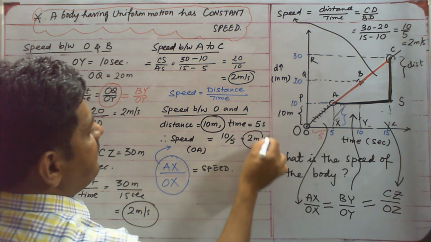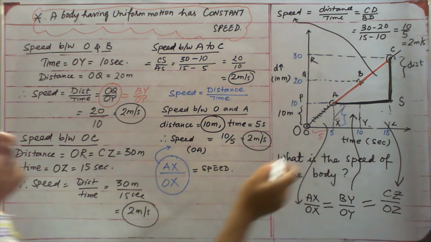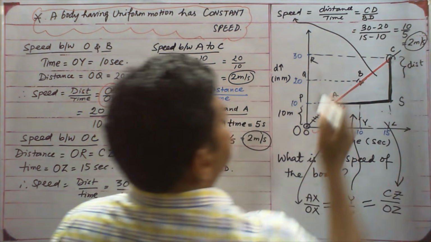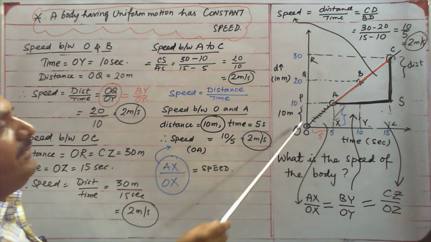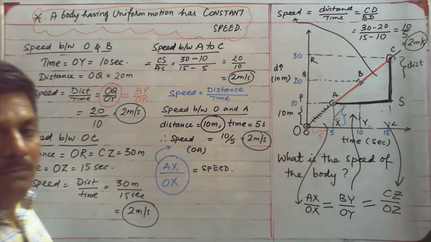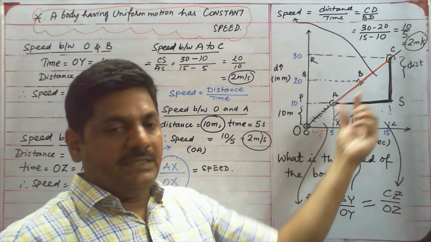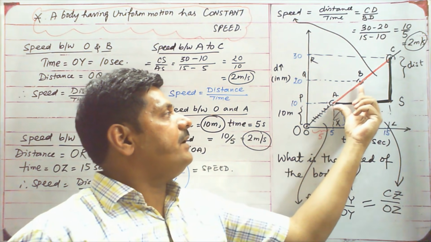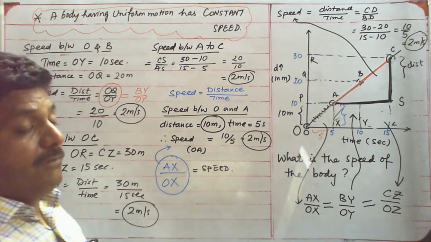Now look at these values. At every point on this graph, this is a graph for a body having a uniform motion. Because the body is having a uniform motion, in this case, what we are getting at every point, the speed of the body remains constant.